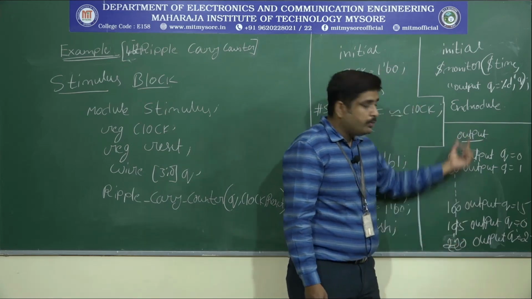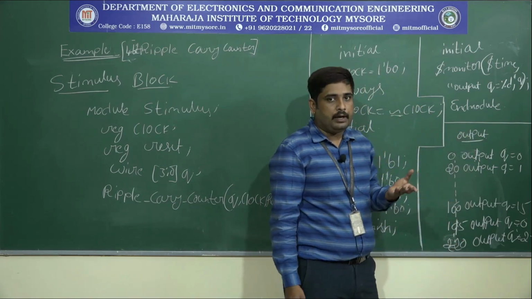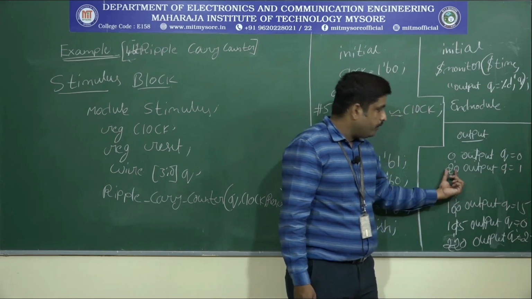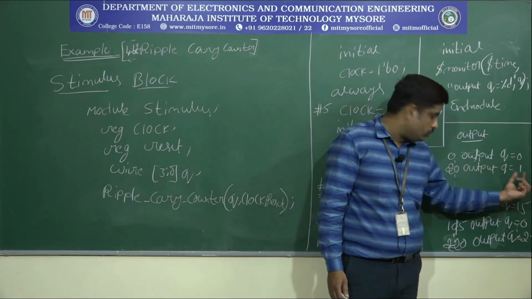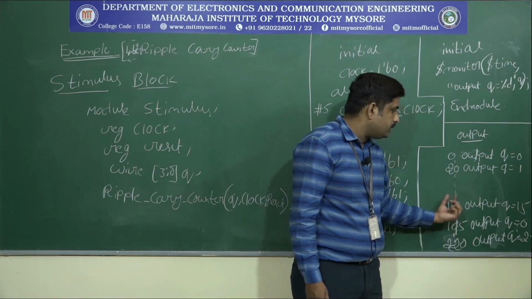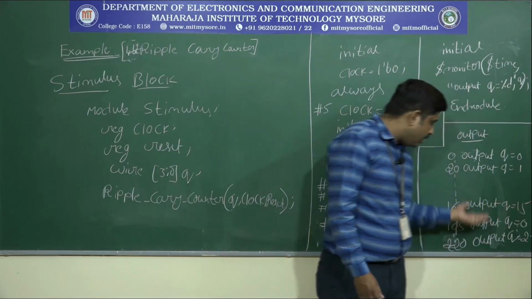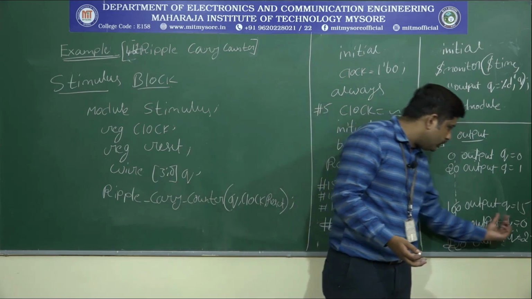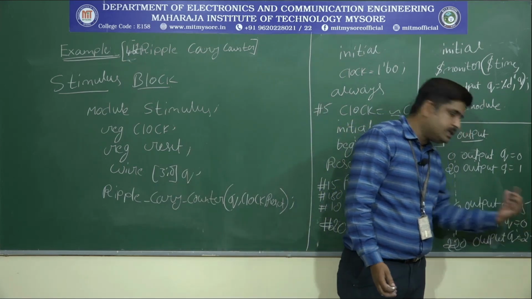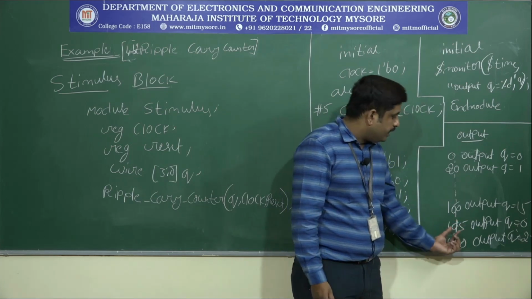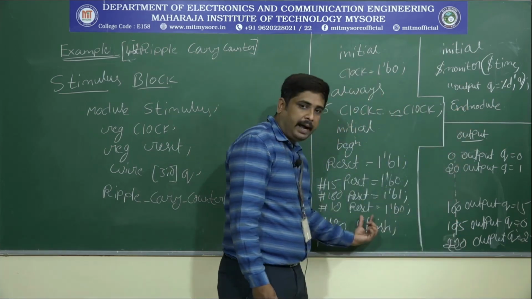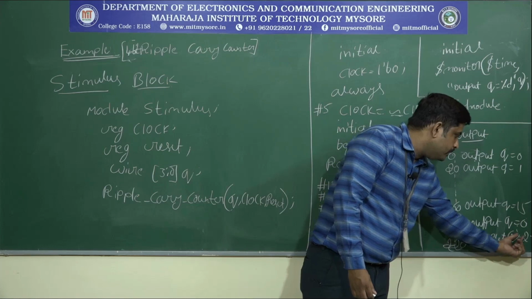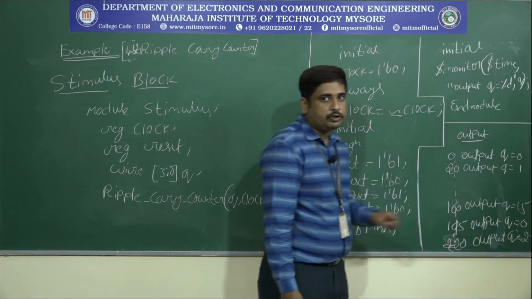So this is the simulation. We studied it in the laboratory. At 0 nanoseconds, output is equal to 0. At 20 nanoseconds, Q is equal to 1. At 160 nanoseconds, Q is equal to 15. After 15 it becomes 0 again. When it reaches 195 nanoseconds, then Q is equal to 0. Finally, here we have to write #20 $finish. When it comes to 220, then Q is equal to 2. Then after 220 it stops the programming.